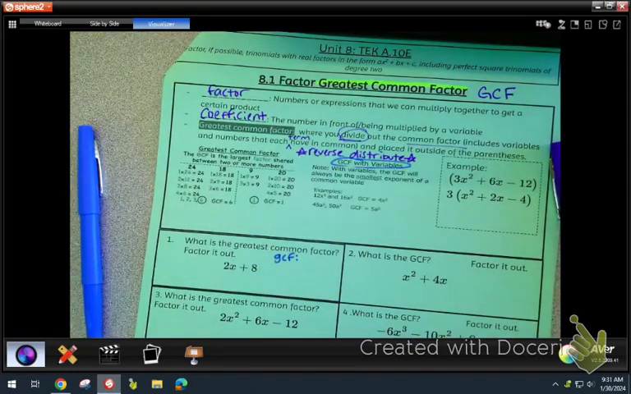First thing, I'm looking at the coefficients. Do the coefficients have something in common? If they do, I write down that number, okay? Now, I want you to listen to what I'm about to say and make sure this makes sense in your head.